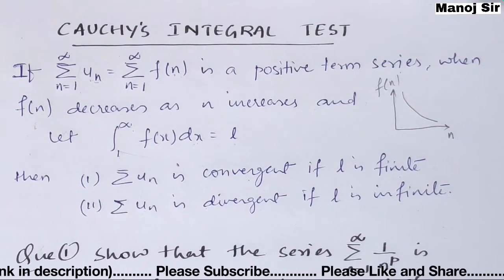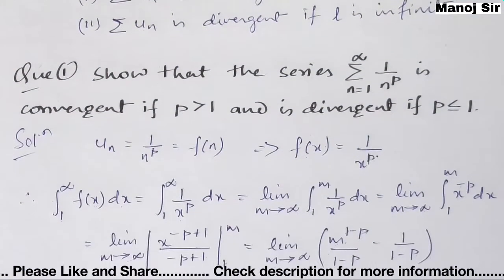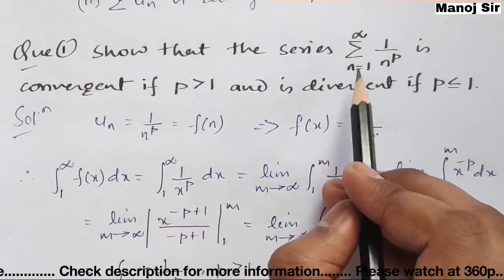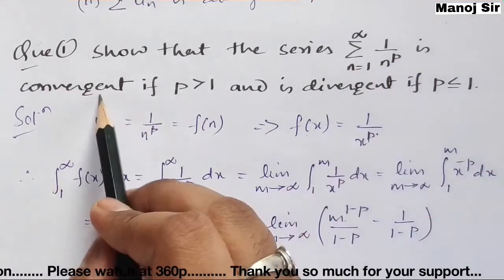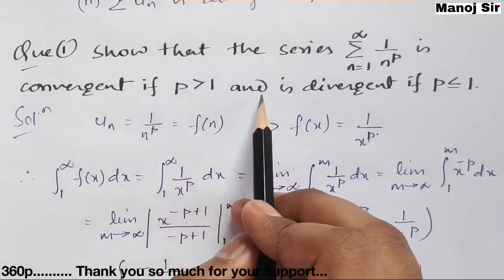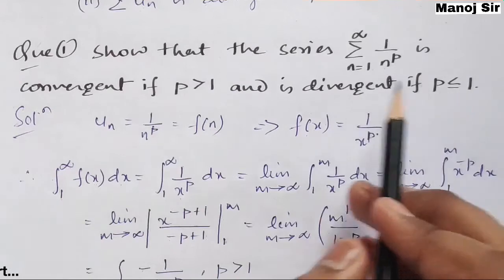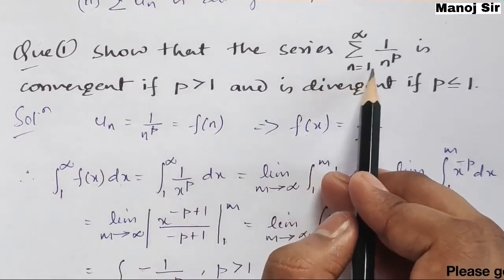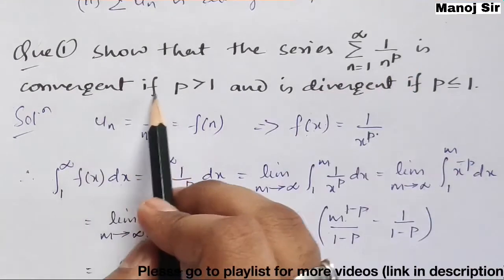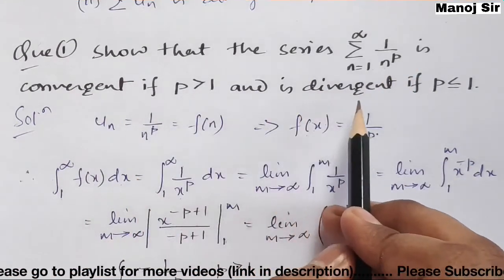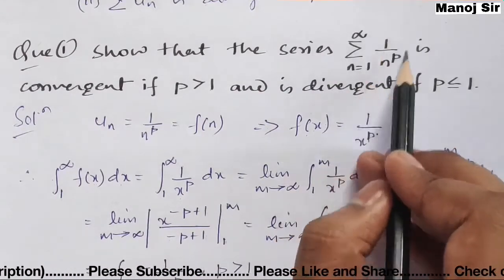Let us start a problem. Very good question. Show that the series summation n equals 1 to infinity 1 upon n to the power p is convergent if p is more than 1 and is divergent if p is less than or equal to 1. I repeat, show that the series summation n equals 1 to infinity 1 upon n to the power p is convergent if p is more than 1 and is divergent if p is less than or equal to 1.